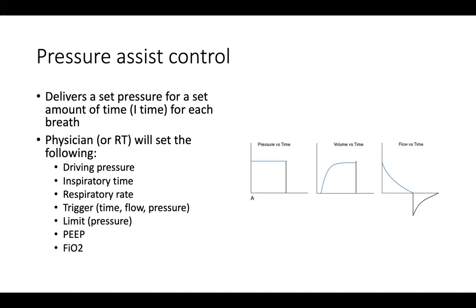Some of the other parameters that we set, similarly to volume assist mode, we set the triggers. They are usually time-based, and flow or pressure-based. We set the limits, which is usually pressure in this mode. And again, we set the PEEP and FiO2.